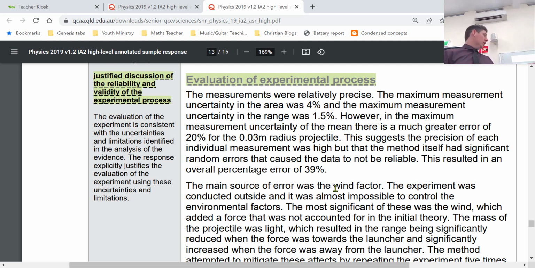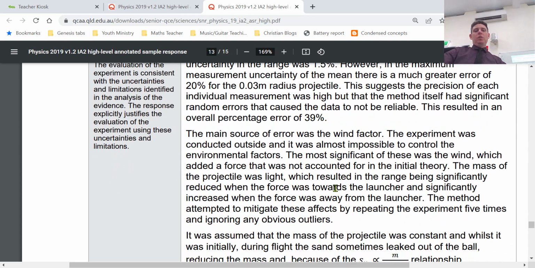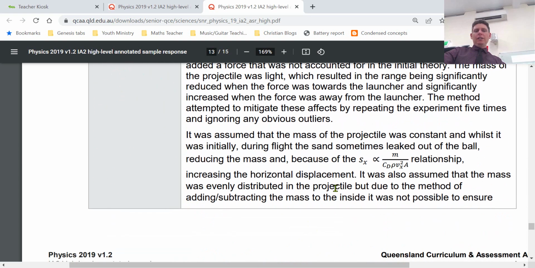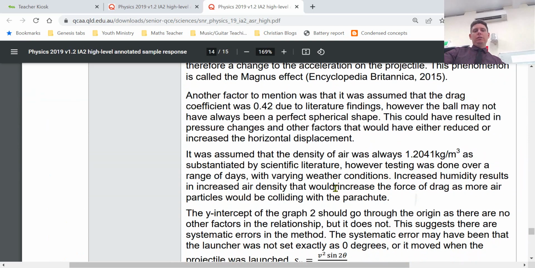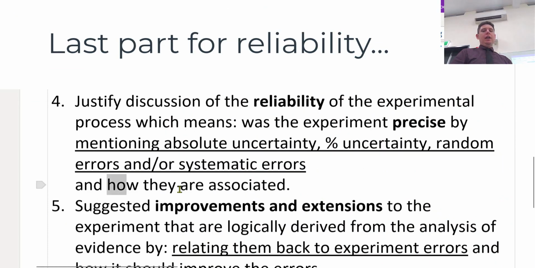So they go through some of their errors in their experiment. So they talk about the wind factor, because it's a projectile, there's wind, potentially affecting the experiment, which is a bit more random. And they talk about the assumptions they made as well. How are these numbers associated with your experiment? So you've got to talk about how they relate back to the experiment. Don't just say, oh yeah, I had a low absolute uncertainty and percentage uncertainty, so it's precise.